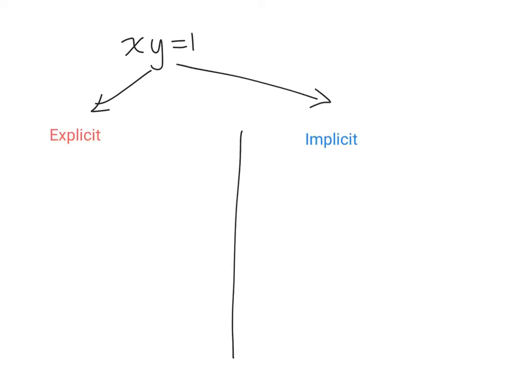Let's go back and look at x times y equals 1. And we're going to look at this both as an explicit function and an implicit function. An explicit function says that y is expressed directly in terms of x. So here's an example of a function that we can change to an explicit function. If I solve this for y, I get y equals 1 over x. Sometimes it's not possible to do this, but in this case we can, and then we can compare both answers.